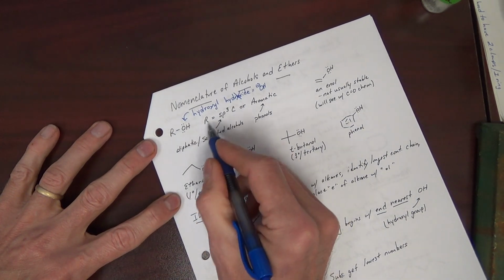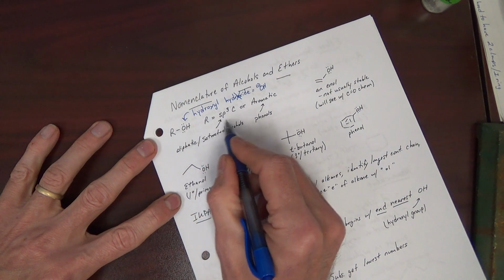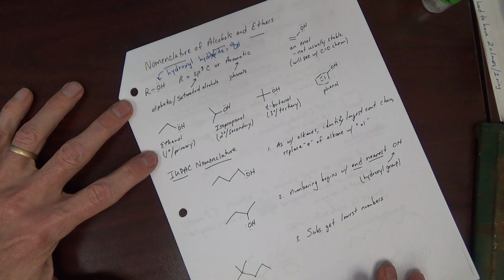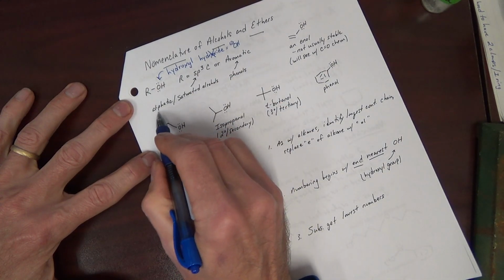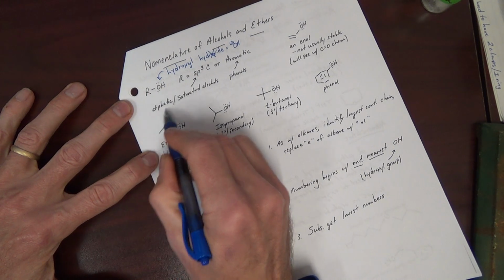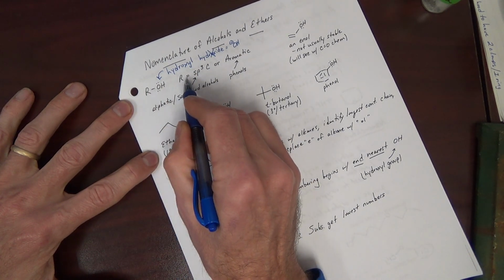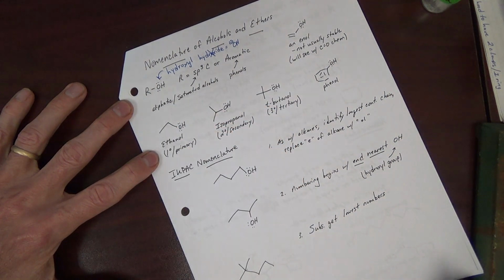The R group, of course, R being a designation for carbon group, is very often an sp3 carbon. When it is, we call those alcohols aliphatic. That's an old term for saturated. When it's bonded to an sp3 carbon, it's an aliphatic alcohol.